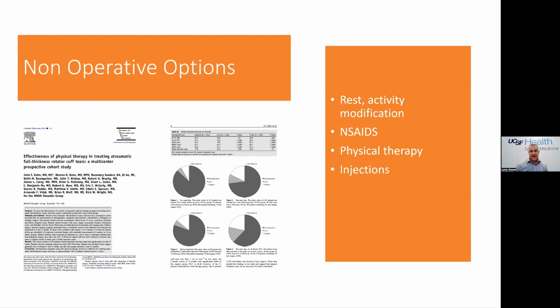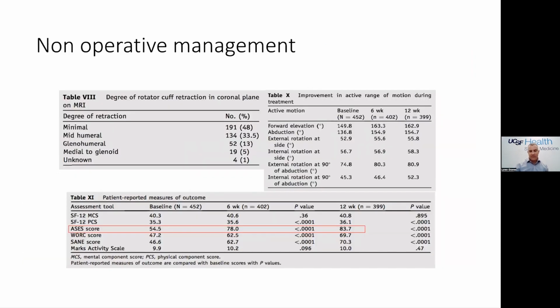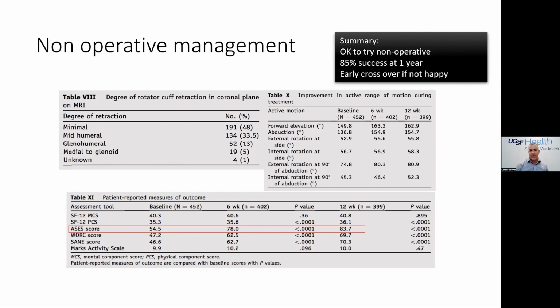So this is a nice study done in a multi-center fashion, which was done in a prospective cohort trial. And they looked at doing physical therapy for treating atraumatic full thickness tears. The protocol was 6 to 12 weeks of rest, some gentle activity modification, anti-inflammatories, a pretty standard physical therapy program, and an injection if they wanted them. Now, it's important that these patients were patients that did not want rotator cuff surgery. And what they found was that it didn't matter how big the tear was. It didn't matter how functional they were at first. The most important thing was whether or not the patients thought that physical therapy was going to get better.